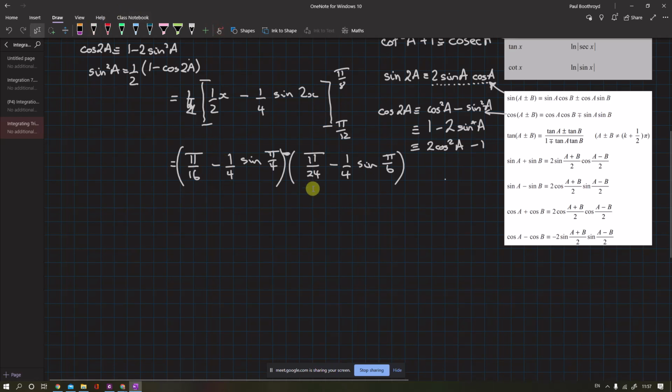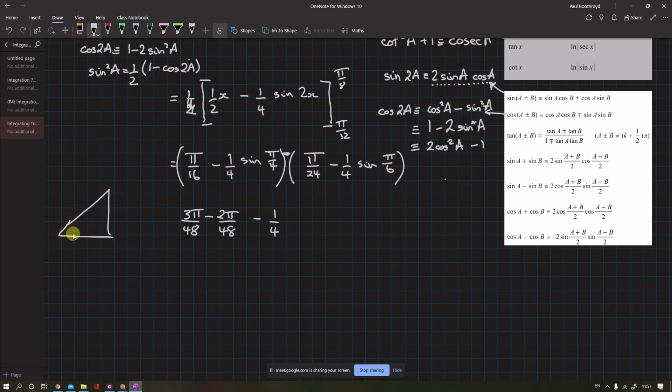So what we need is, what's the lowest common multiple of these? Well, it's 48, so we've got 3 pi over 48 minus 2 pi over 48. And we've got our minus 1/4 of the sine of pi over 4, and if you remember, pi over 4 is a 45-degree angle. Sine would be opposite over the hypotenuse, or the square root of 2 over 2.